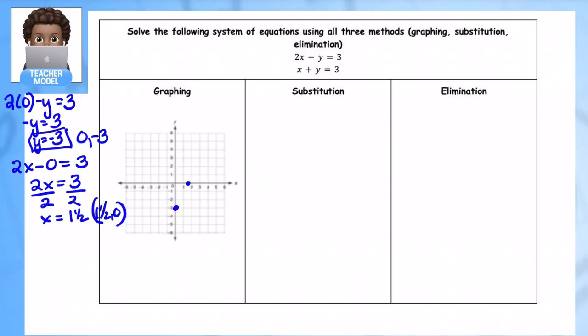And I'm just going to graph one more just so I have another point in there. So another up 3, just using the same slope. I just want up 3 over 1.5. All right, so I have this line.